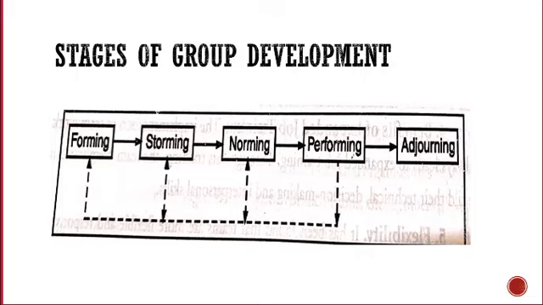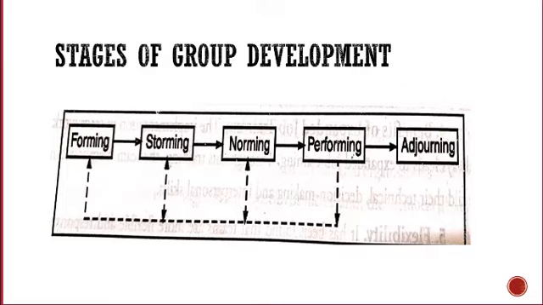Is norming clear? The next is the performing. Performing is the stage at which the purpose for which the group has formed, that objective, is to be performed or functioned, right? Let's take for example, you the people who are trying to clear the CA might form a group. Let's do group studies because we all want to clear the CA, right? So first, the group is formed due to the common interest.